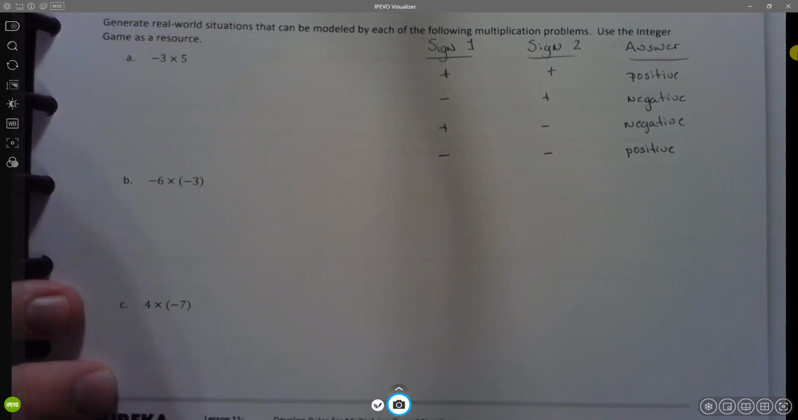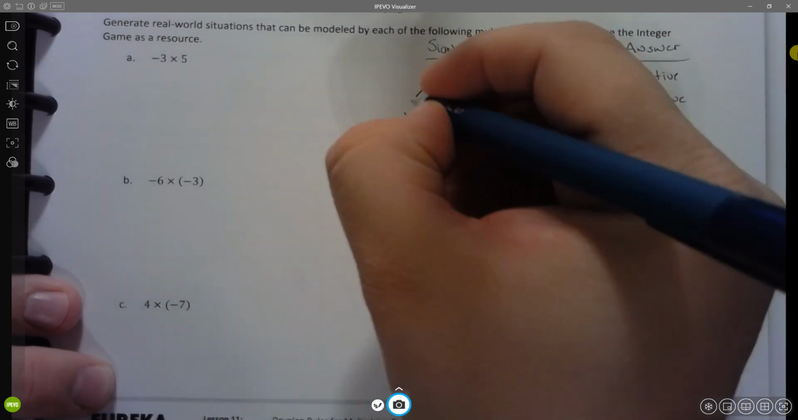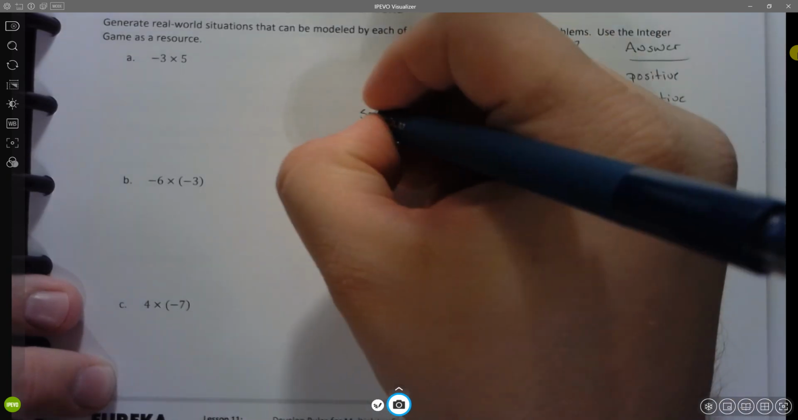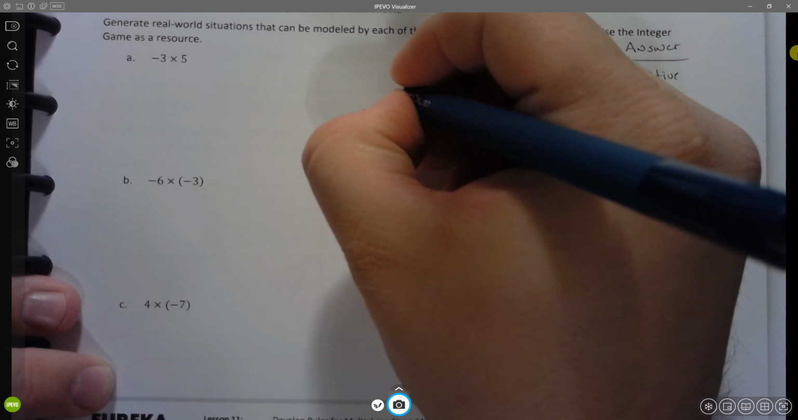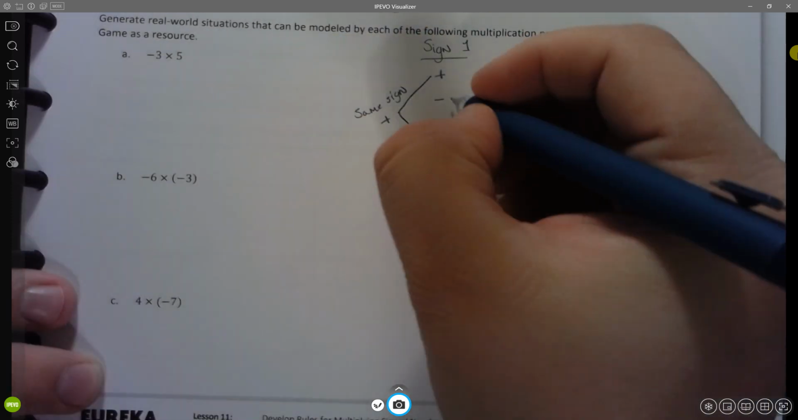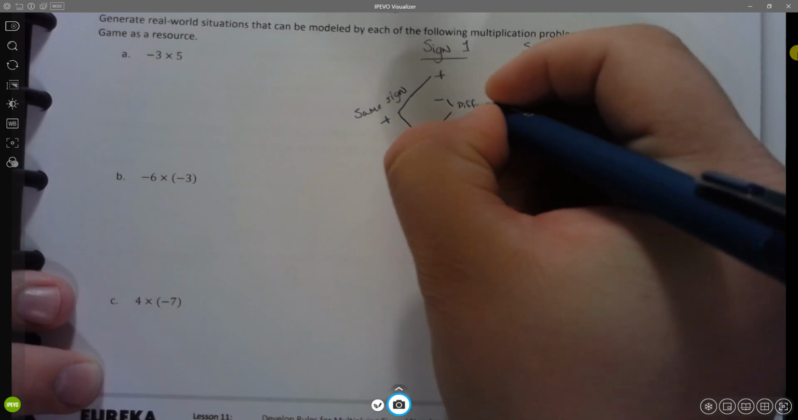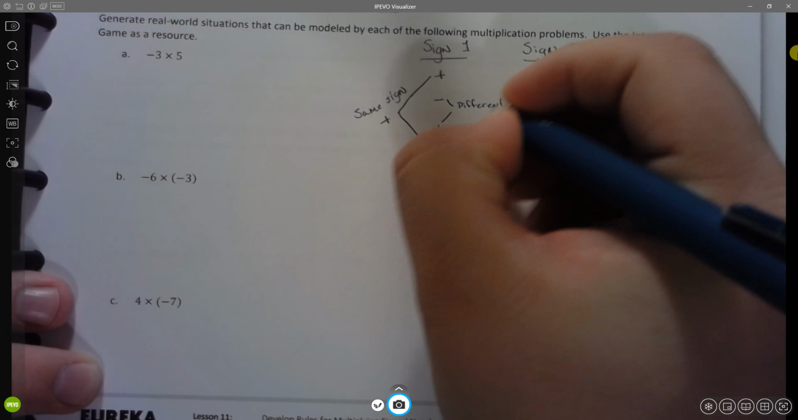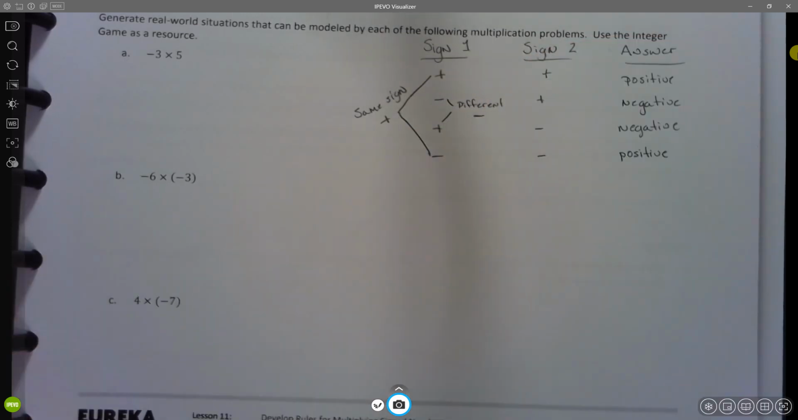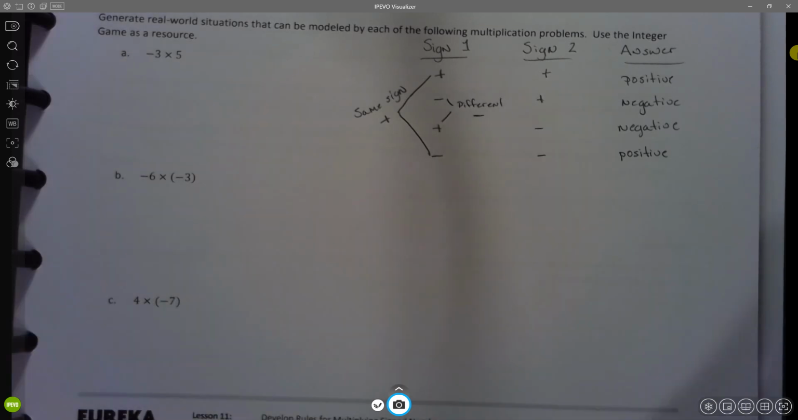So in other words, if they have the same sign, your answer is positive. But if they have different signs, your answer will be negative. Okay? So if they have the same sign, the answer will be positive. If they have different signs, they're going to be negative.